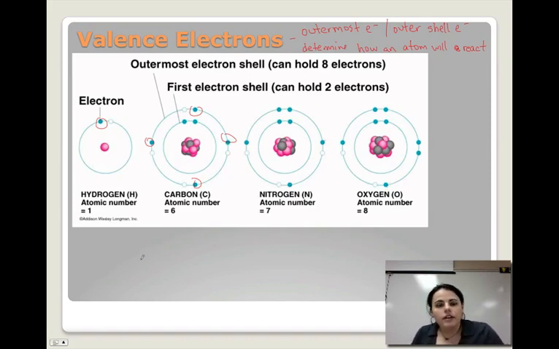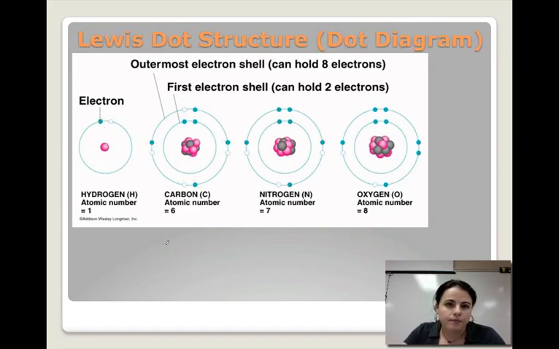Now, valence electrons we represent in a symbol called a Lewis dot diagram. It's also called the Lewis dot structure, named after the guy, Lewis, who determined how to do this. So if we look at the valence electrons, hydrogen has 1. We need to represent that very quickly without drawing this whole thing, because this is a pain. So we do it by representing it with dots. So here's hydrogen, you draw the symbol, and then you draw dots around that symbol.